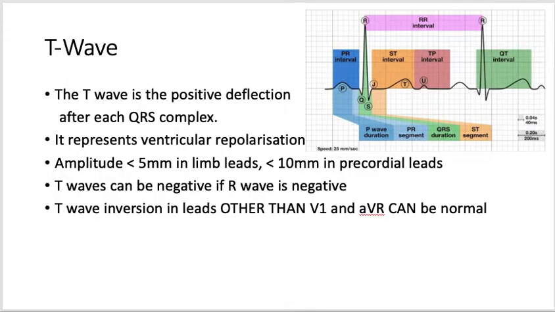But the next thing to consider is the T wave. This is the positive deflection after each QRS complex. It represents ventricular repolarization. It's also important to consider that T waves can be negative if the R wave is negative. Another criterion to consider is that T wave inversion in leads other than V1 or aVR can be normal. So if you see it in V1 or aVR, it's something to consider as pathological, but in the other leads it can be normal. As well, a normal amplitude, which comes into consideration when we look at ischemia, which we'll touch on at a later time, is less than 5 mm in the limb leads and less than 10 mm in the precordial leads, which is deemed non-pathological.